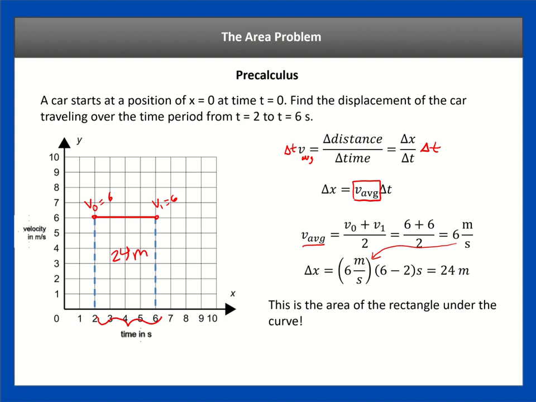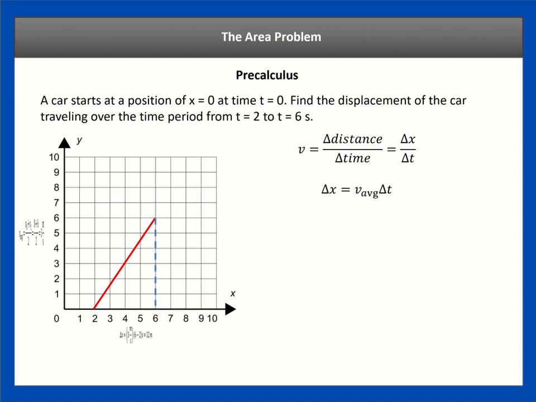And notice that that is the area of the rectangle under the curve. If I take 4 and multiply that by 6, that's the area, because the area of a rectangle is base times height, so it's 4 times 6. So essentially, the change in x is equal to this area under the curve. And notice that the units work out: the seconds cancel, and that leaves us with a displacement, which is sort of like the net displacement the car traveled. All right, so we're going to look at another situation.